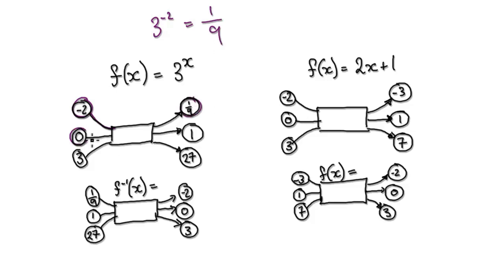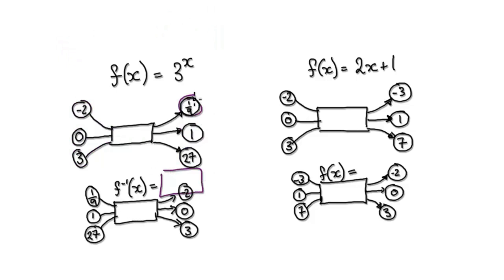And then if I put in 0 into the machine, 3 to the power of 0 equals 1. It will spit out this number 1. And then if I put 3 into the machine, it will spit out 27. How would you go about finding the set of instructions that will undo everything?